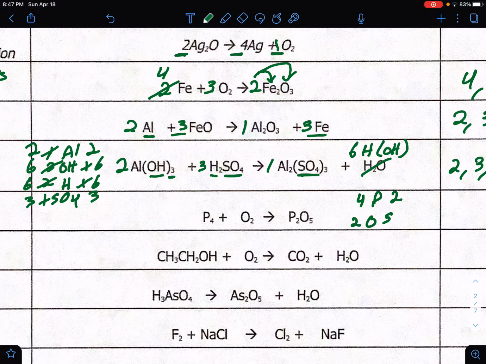Okay, so I'm going to fix my P's first. I usually try to save oxygen for last. That just makes things a lot easier if you save oxygen for last. So I'm going to multiply this by 2 to fix my P's. So this is going to go to 4.